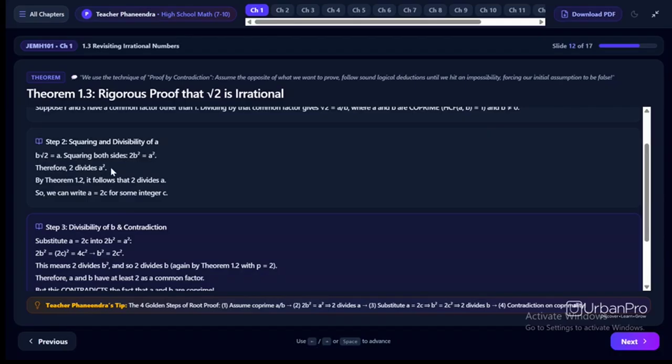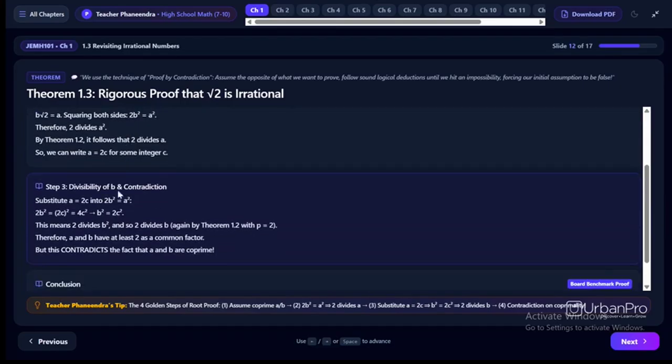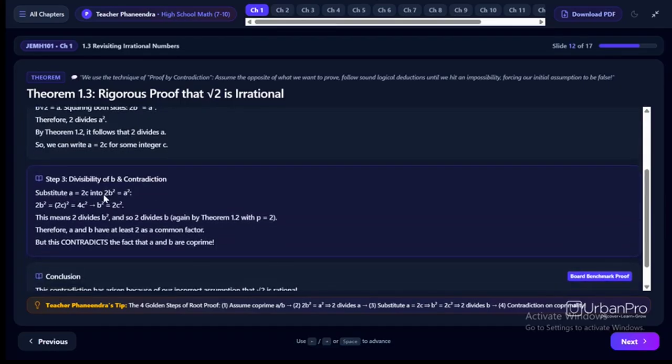So let A be 2C. A can be represented as 2 into C. Let's substitute A is equal to 2C in the equation. We get to step 3, where 2B square is equal to 4C square. Cancel 2 on both sides. B square is equal to 2C square.